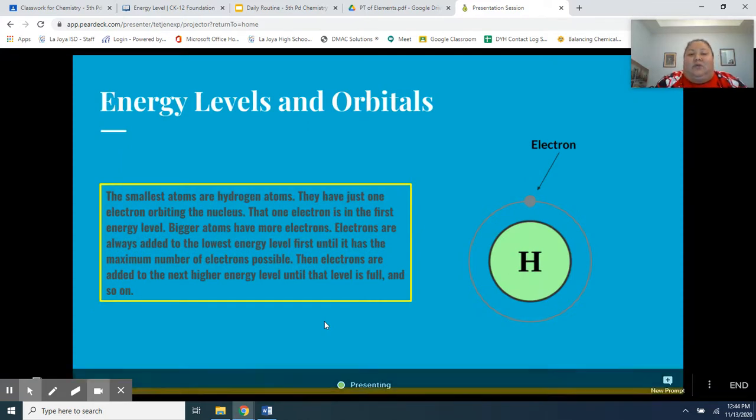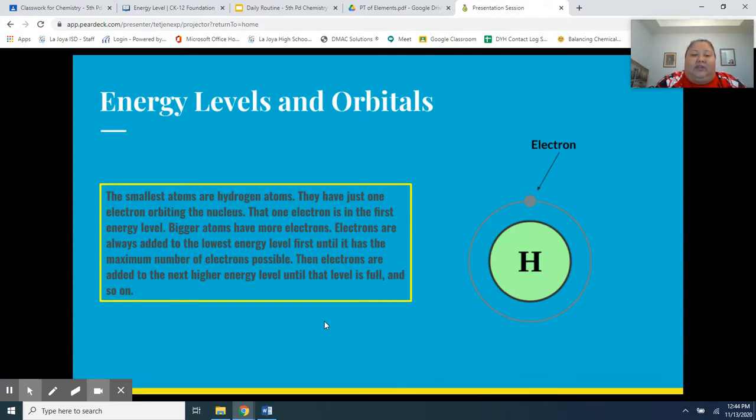Energy levels and orbitals. The smallest atoms are hydrogen atoms. They have just 1 electron orbiting the nucleus. That 1 electron is in the first energy level. Bigger atoms have more electrons. Electrons are always added to the lowest energy level first until it has the maximum number of electrons. Then electrons are added to the next higher energy level until that level is full, and so on and so on. Okay?